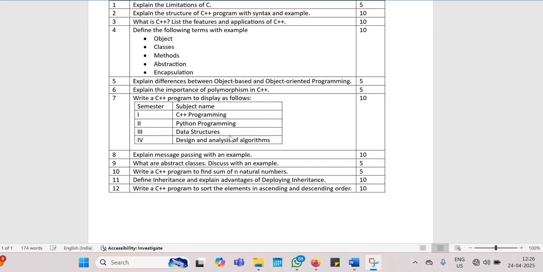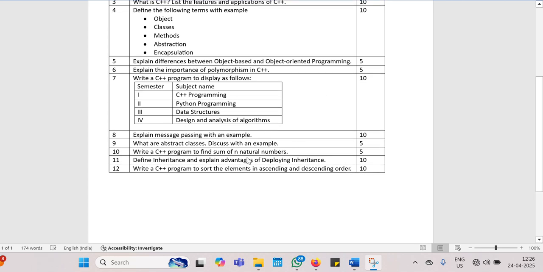Next question is write a C++ program to display the following. So the output should look similar to this. So you have to write a C++ program for this. The next question what we have is explain message passing with an example. This is also a repeatedly asked question. So with an example you have to explain what is message passing.